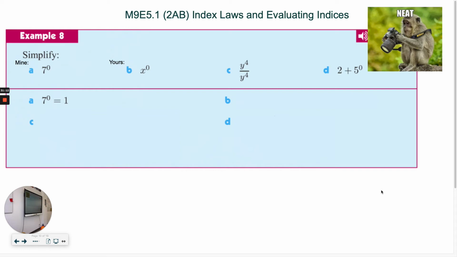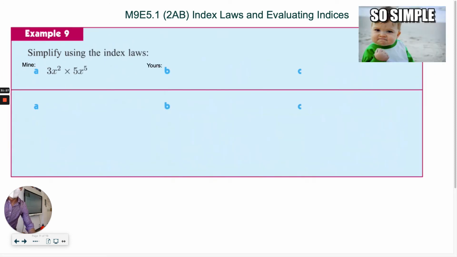Alright, guys, let's try this out. So, x to the 0, surprise, 1. This is 4 over y to the 4th and y to the 4th, surprise, 1. This is 2 plus 5 to the 0, 5 to the 0 is 1, so 3. Not bad, not bad, not bad. Not so simple. Okay, that's great.